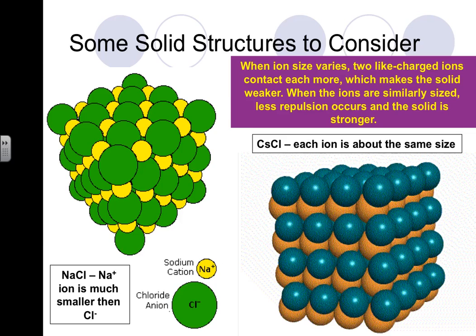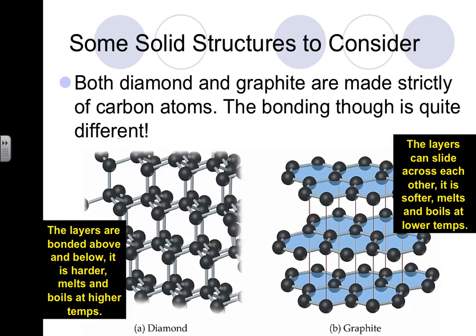Definitely. Okay. And then finally, what I've been promising the whole video today, diamond and graphite. So you can see diamond on the left and graphite on the right. Do you see in the diamond how it looks like a steel rod connects everything, top, bottom, left to right? The layers are bonded above and below. It is harder. It melts and boils at higher temperatures.